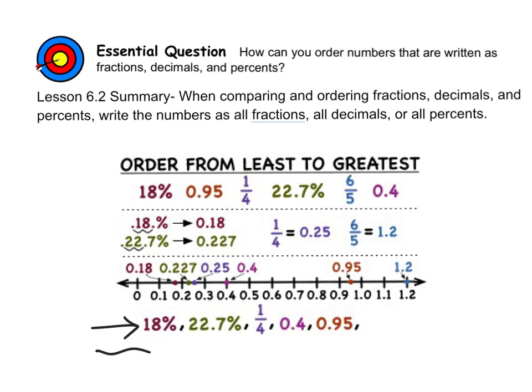When you are ordering your decimals, make sure that you write them in their original format. So even though we looked at 1/4 as 25 hundredths to get it in the correct spot, when we rewrite the order, we put it back in its original format.